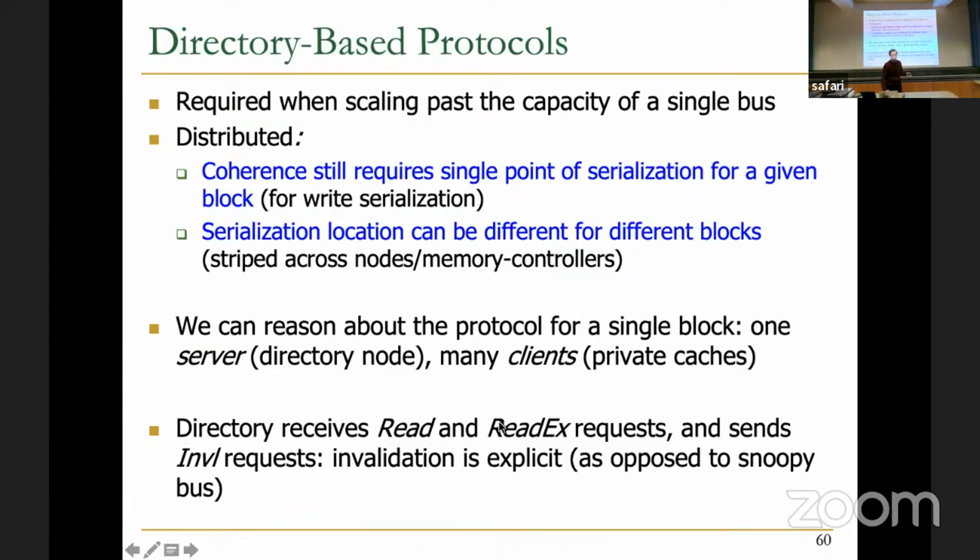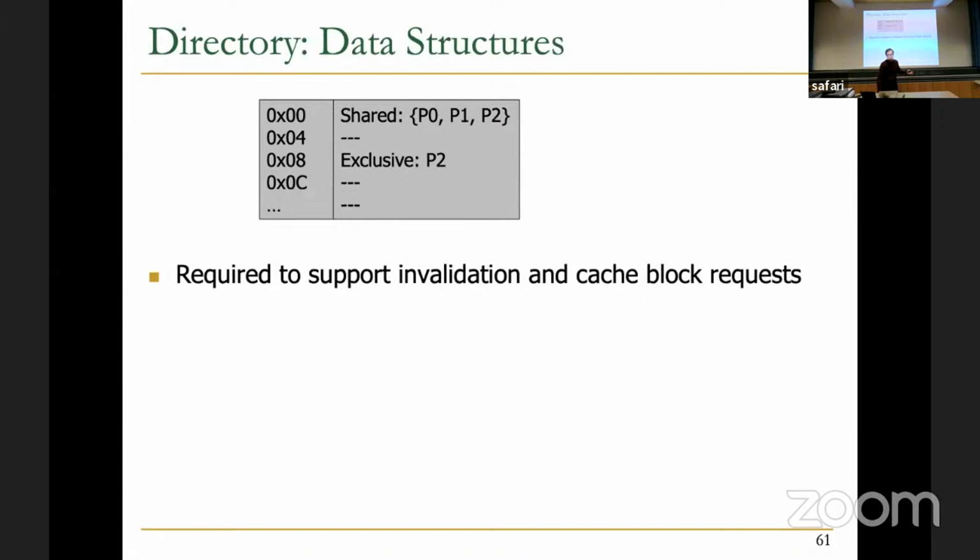So directory receives read and exclusive requests and sends invalidation requests. Invalidation is explicit, basically, in this case. If you think about the bus-based protocol, everything gets invalidated. Whenever you see a message saying bus read exclusive on the bus, you invalidate. So invalidation is kind of implicit in the message over here. But here, the directory explicitly says you invalidate your blocks, and I don't care about anybody else. You don't need to invalidate your blocks, right? So that helps.